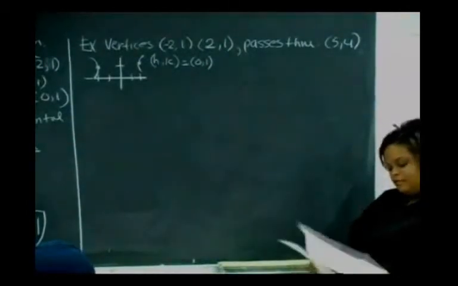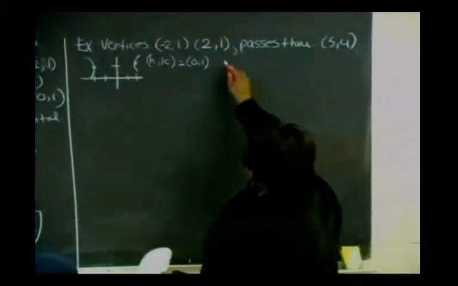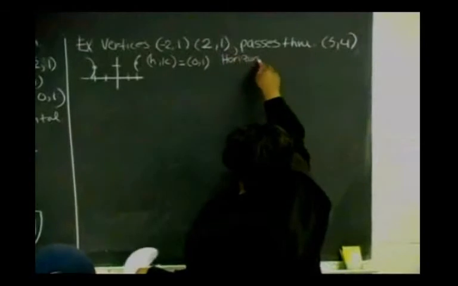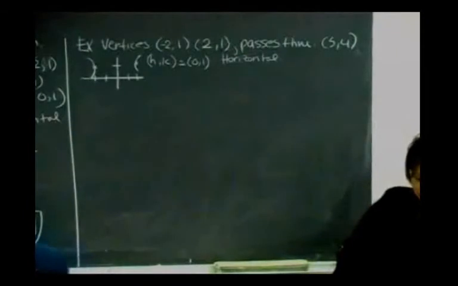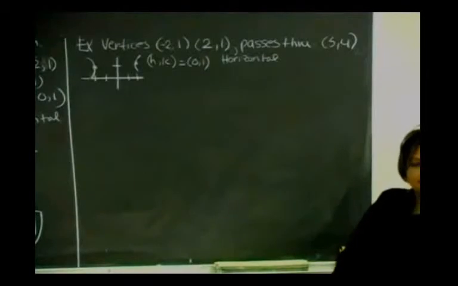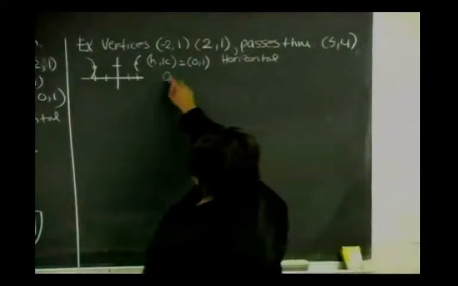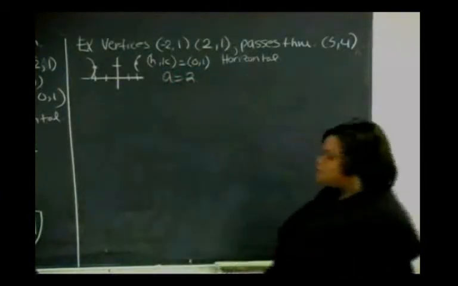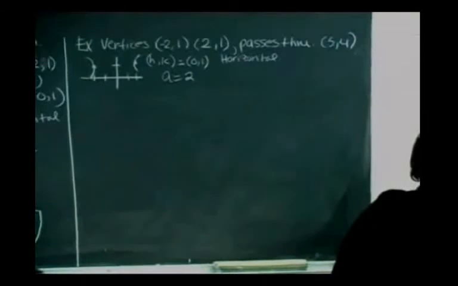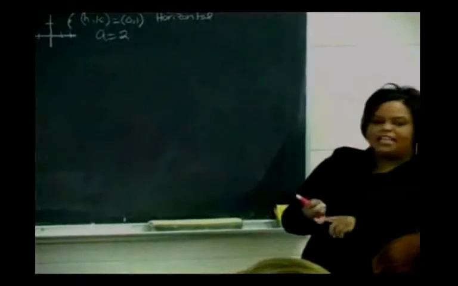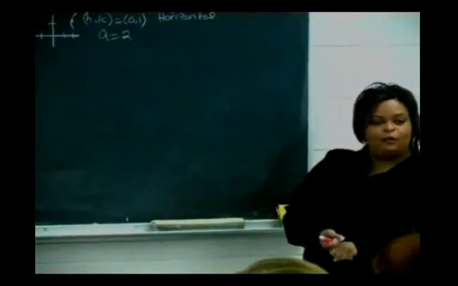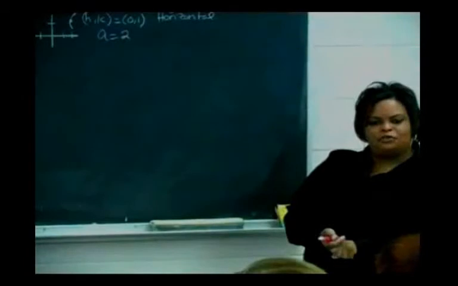Gosh, we didn't do any vertical. They must not have had many vertical. So, again, we're horizontal. Now, I can figure out A, can I not? A is 2. How do we know A is 2? From the vertices and knowing the center too, because the vertex is A units from the center, so it's 2. So I have my H, I have my K, and I have my A. What's missing? What do I need to find? B, right?